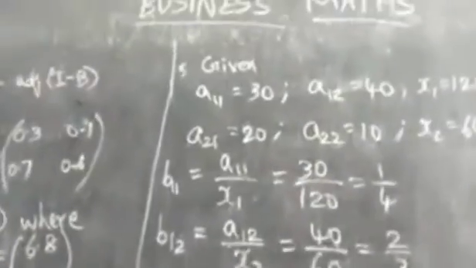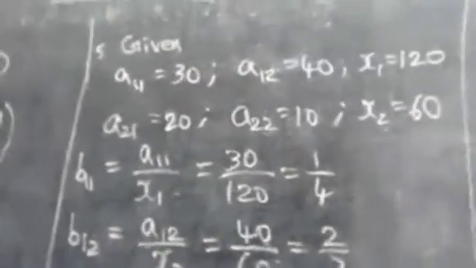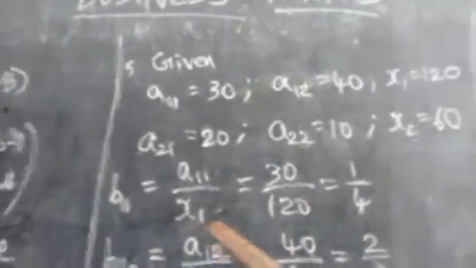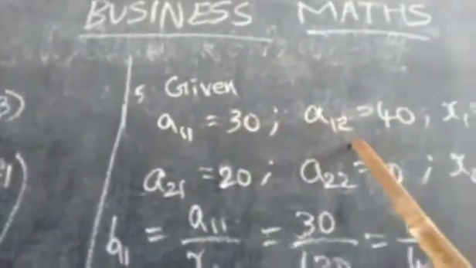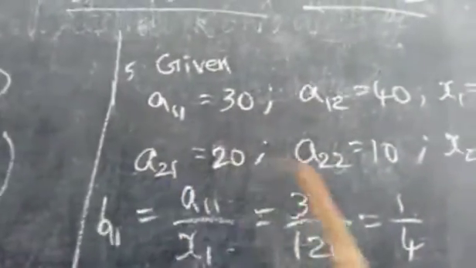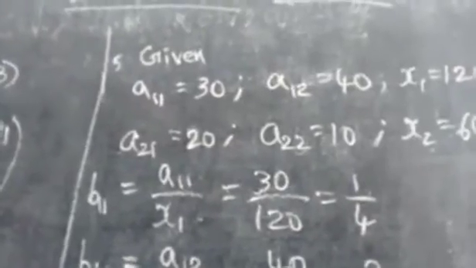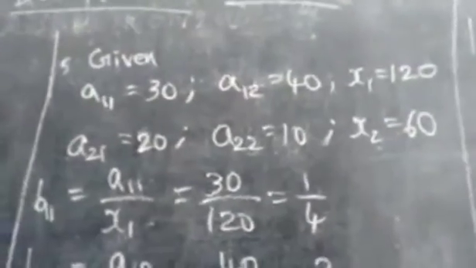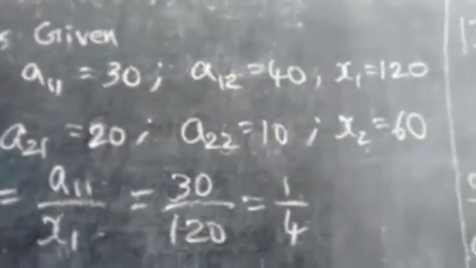Yes, both are 5 marks only, but it is very important, I think so. Okay. First, what is given? 30 and 40 are given, that is A11 and A12. Next, 20 and 10, this is called A21, A22. Matrix notation we have to follow, then only we can easily do the sums. And what do you think about X1 and X2? X1 is 120, X2 is 60. Which one? The total output.